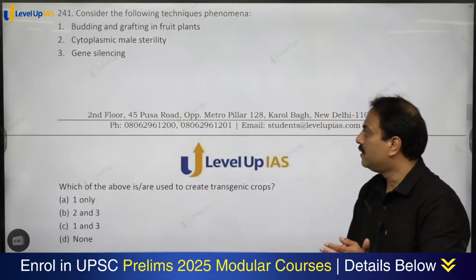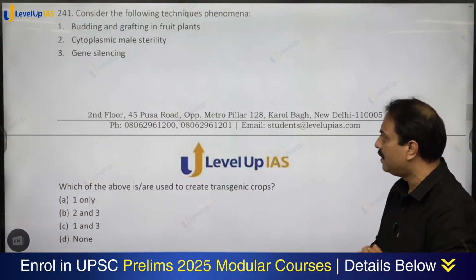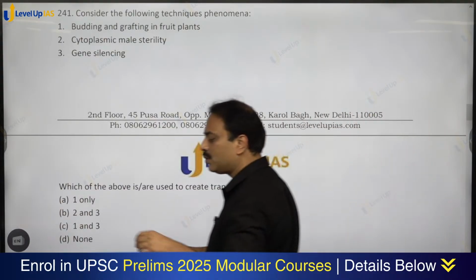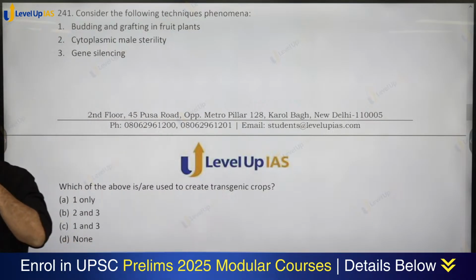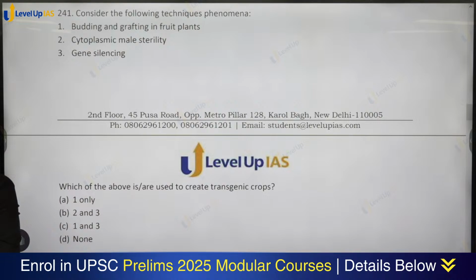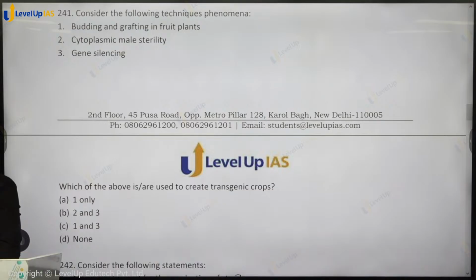Question number 241. Consider the following techniques phenomena. Budding and grafting in fruits. Now it is a question of terrace farming, which is not similar to contour bunding. Contour bunding is a technique to stop soil erosion, to stop surface runoff of water on slopes. It is a technique to check that. Terrace farming is a type of farming. Contour bunding, if it is practiced and the land is level, it may be called terrace farming.